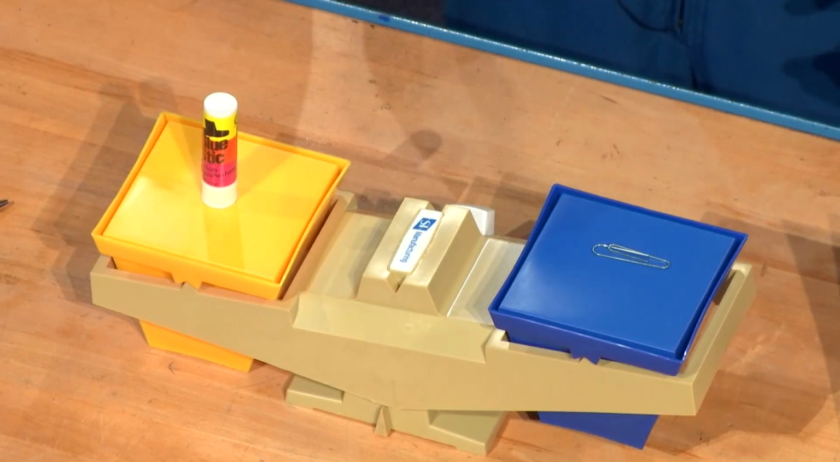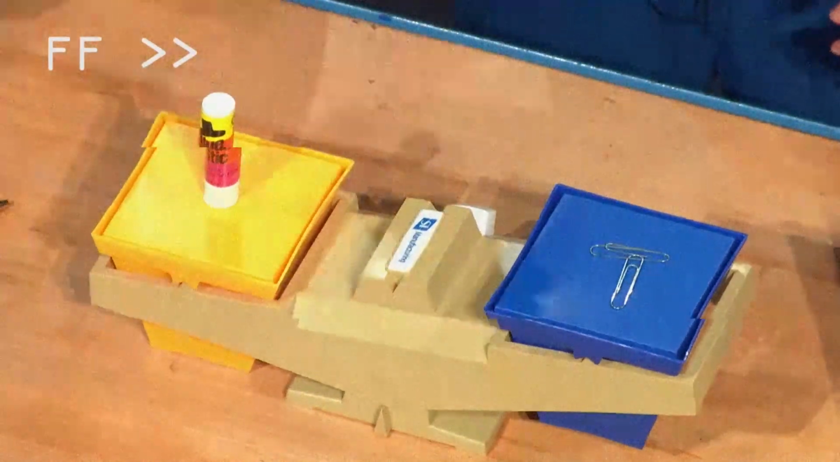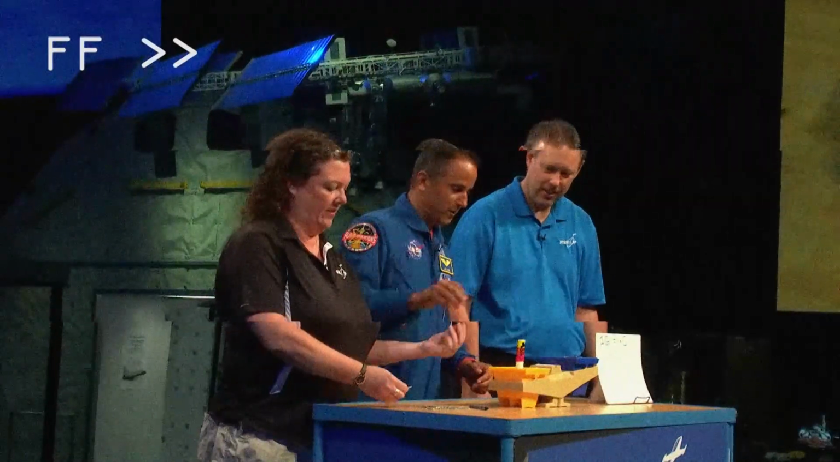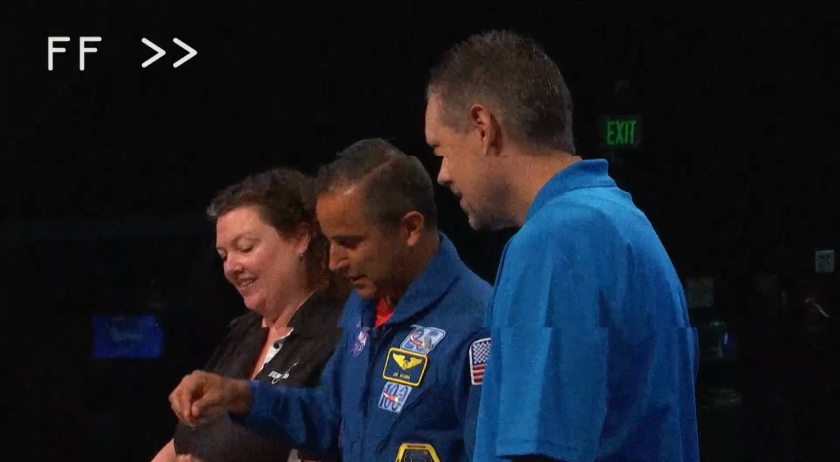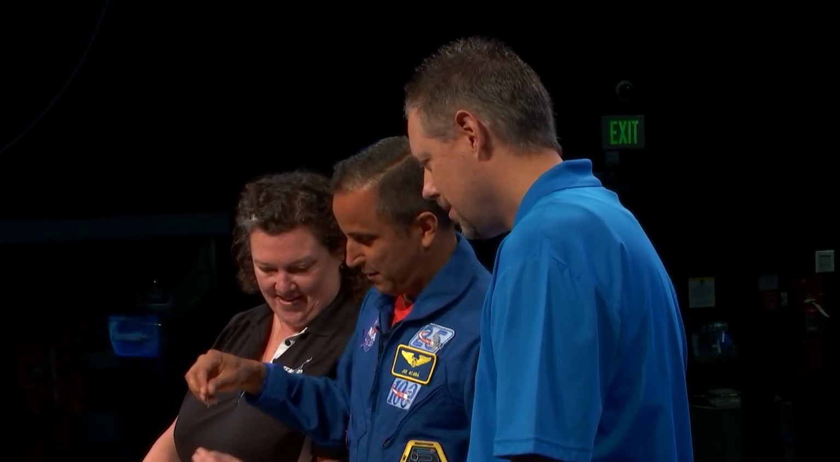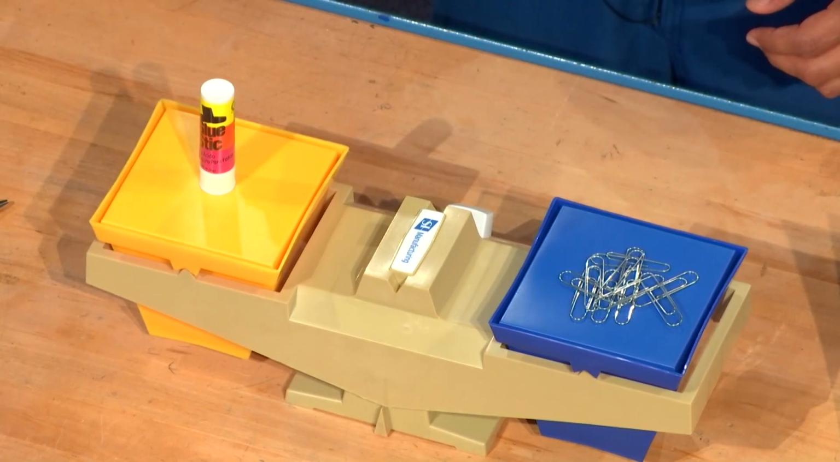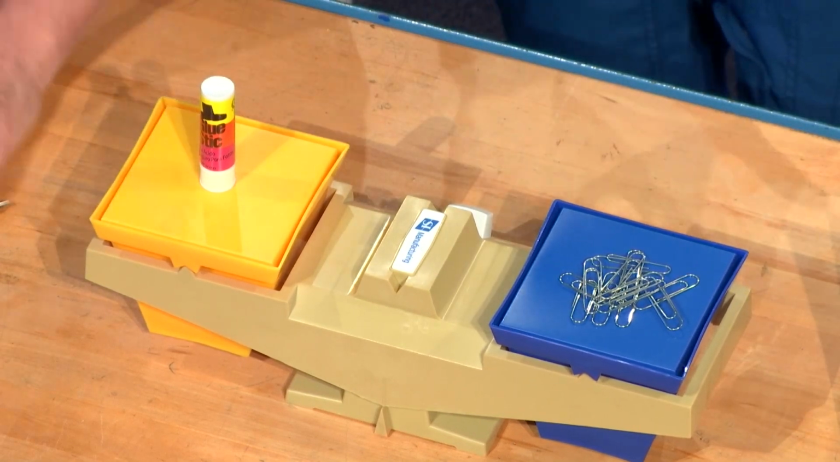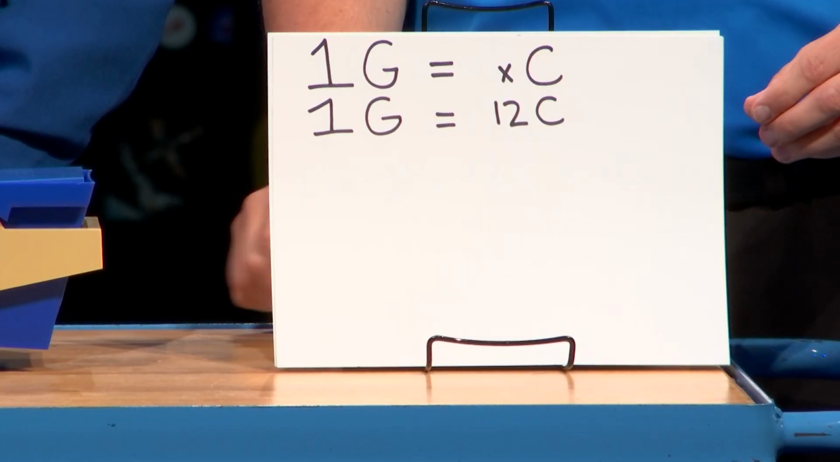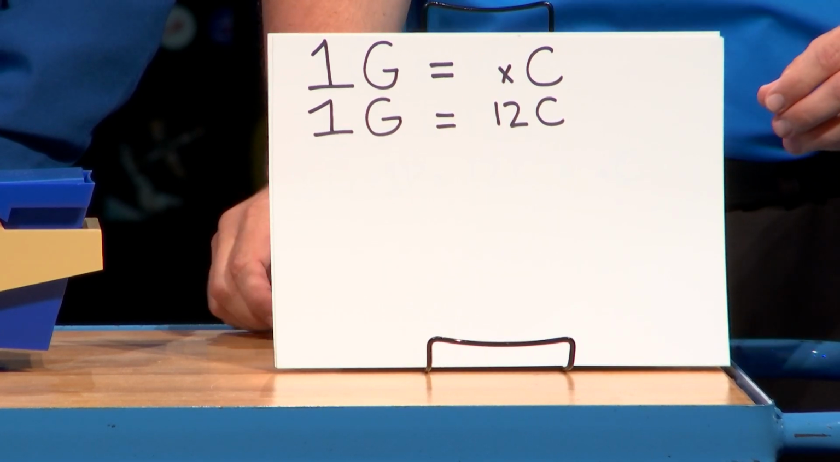I will. 1. We need more than that. 2, 3, 4, 5, 6, 7, 8, we're getting there. Oh, we're starting to one more. 11. The pressure's on. 12. And it looks like we're good. All balanced. Right. So now we know that 1g equals 12c. 1 glue stick equals 12 paper clips.